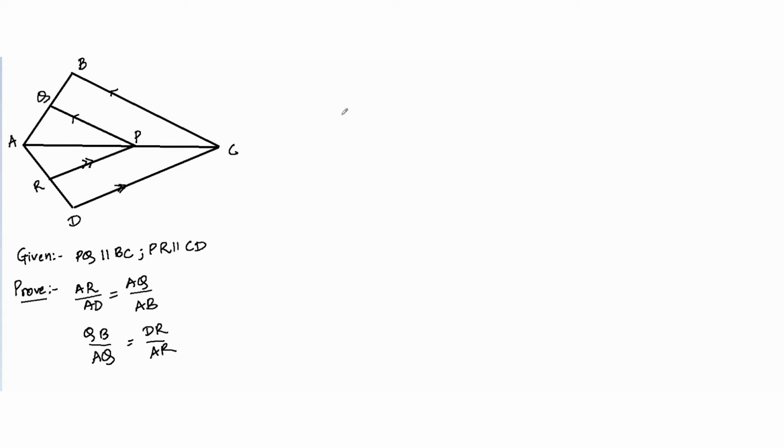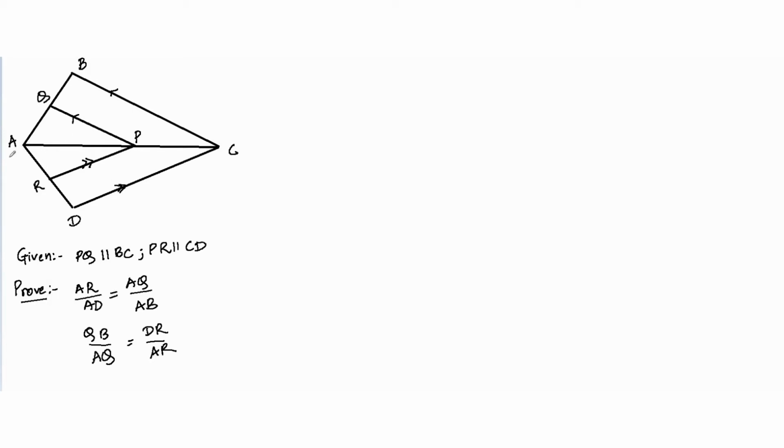In today's session, we are going to solve a few questions based on the basic proportionality theorem. Let us take a look at the first question. In this figure, it is given that PQ is parallel to BC and PR is parallel to DC. We have to prove these two results.